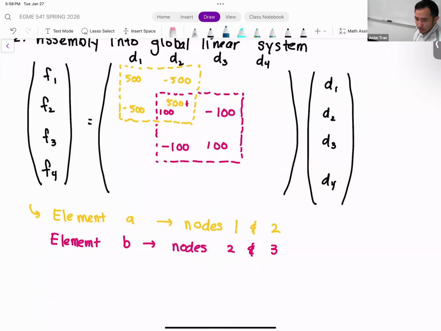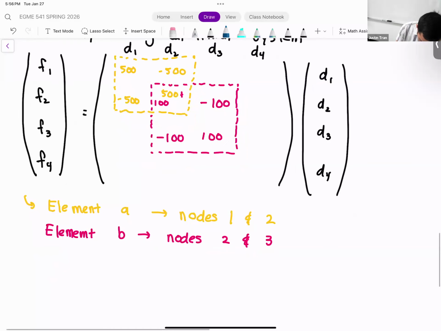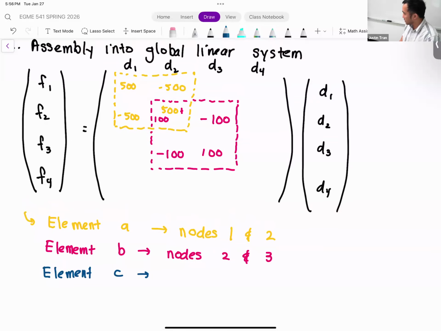All right, and then finally we come to the interesting one, which is element C. Element C is the interesting one because this is the first time that we're going to have nodes that are not consecutive to each other. And so the way that we insert this into the global linear system is also going to reflect that fact. Element C is connected to nodes 2 and 4. So that means where we insert this is going to be the second row, the fourth row, and then the second column and the fourth column.